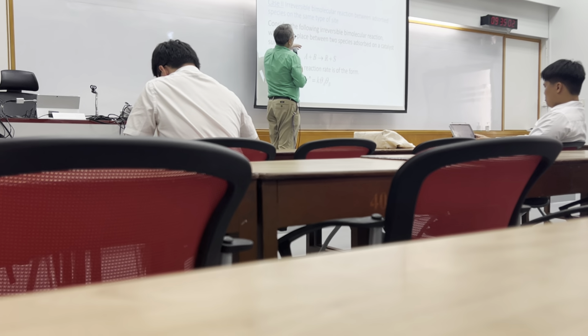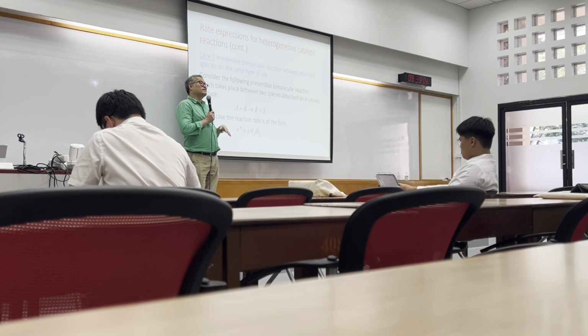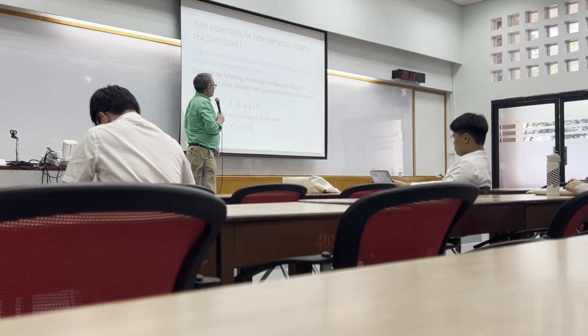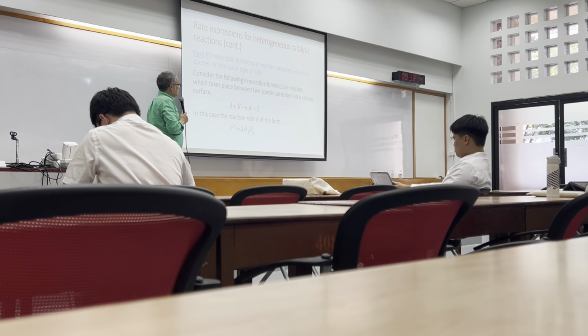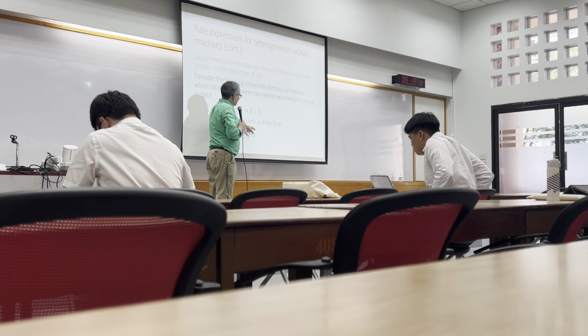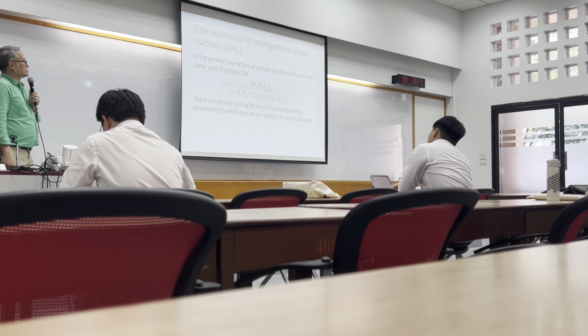Again, both of them adsorb on the same type of site. So on the solid surface of the catalyst, there is only one type of site, okay? And A and B will be adsorbed on the site, okay? So the rate is equal to k times theta A times theta B. And with this, we account for all the species on the surface, okay?